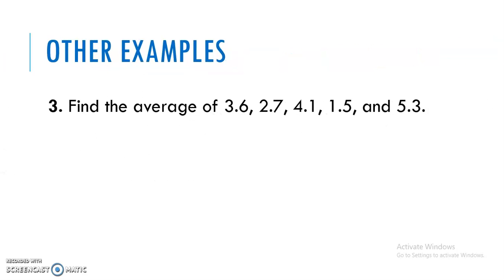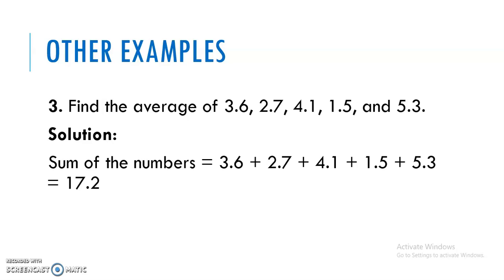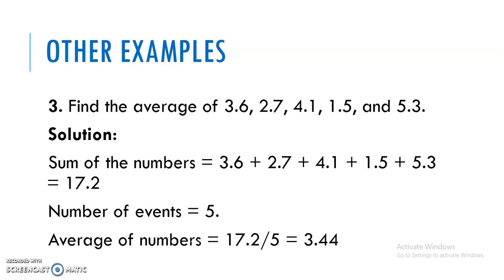Last example. Now you can see this example is in decimals. Find the average. What do we do first? We sum up the numbers, then count how many numbers there are, then we divide the sum by the number of values. That's 3.44. So you can see that average is quite simple, right? Same also with capacity.